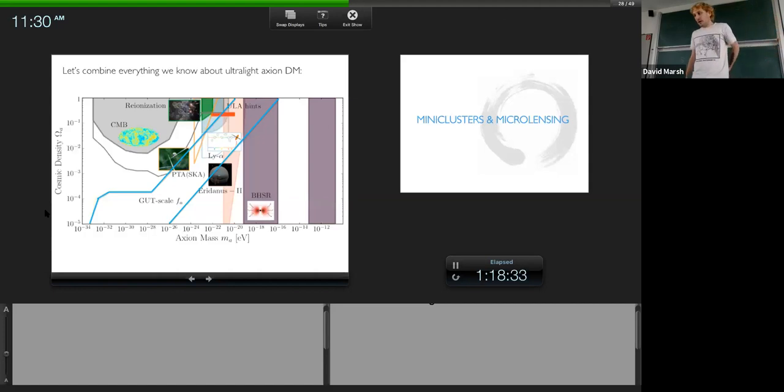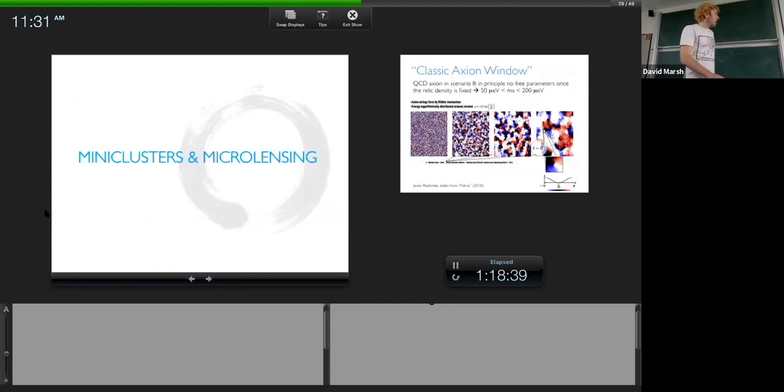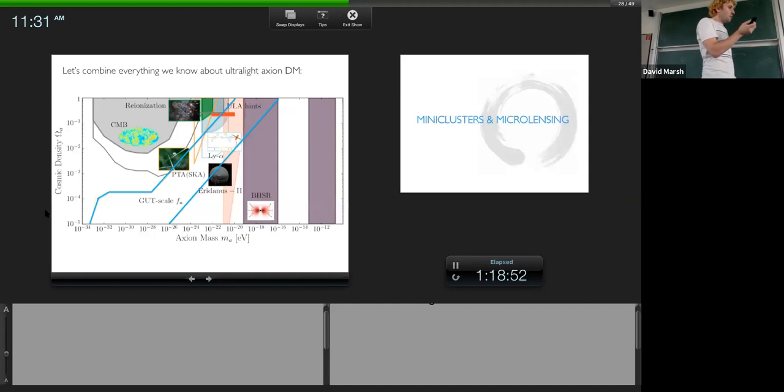In the last 15 minutes, I'm going to go over quickly another gravitational probe. I'm going to go over constraints from the QCD axion in scenario A due to microlensing. So remember, scenario A and B was the Peccei-Quinn symmetry broken before, or was the Peccei-Quinn symmetry broken after or during inflation for A and B?